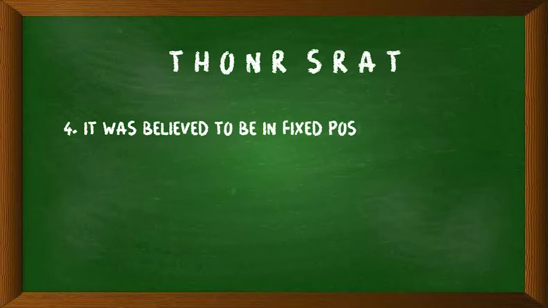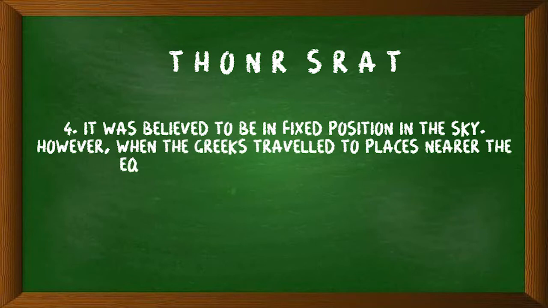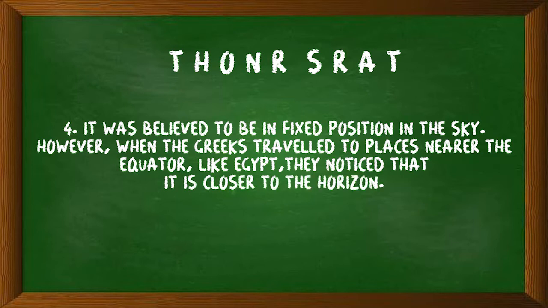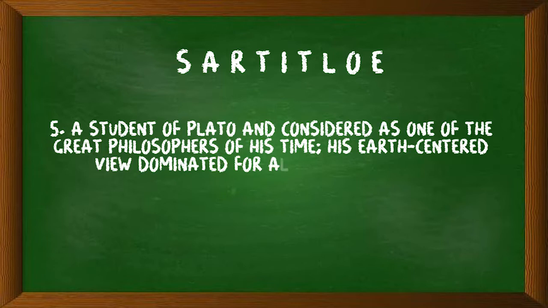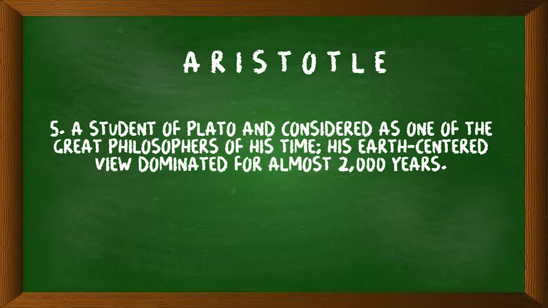Number 4. It was believed to be in a fixed position in the sky. However, when the Greeks traveled to places nearer the equator, like Egypt, they noticed that it is closer to the horizon. Go! The correct answer is North Star. And for our last question, number 5. A student of Plato and considered as one of the great philosophers of his time. His Earth-centered view dominated for almost 2,000 years. Go! And the correct answer is Aristotle.